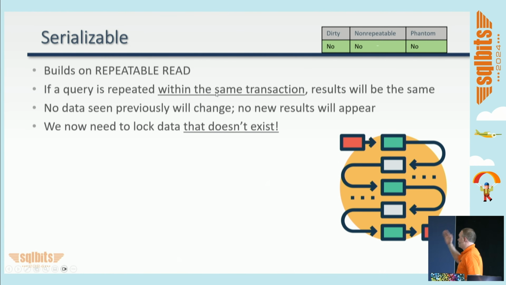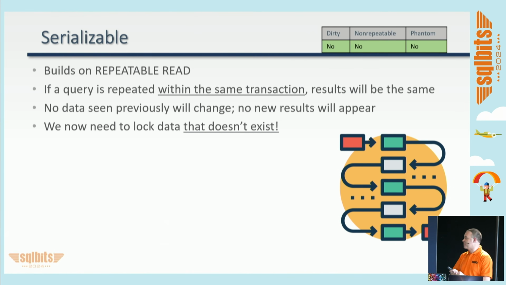So to solve that problem, we have the next level, the most pessimistic level, called serializable. And this does not allow those phantom reads. So this builds on repeatable read, but it says if a query is repeated within the same transaction, the results will be the same, period. Right? So data that we saw previously cannot change, and also no new results can appear either.